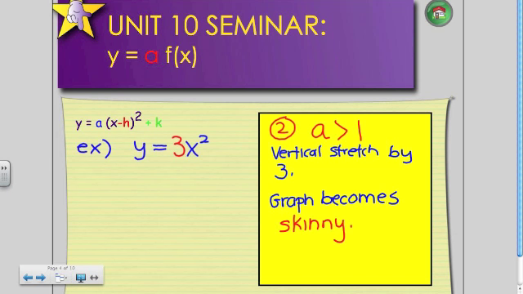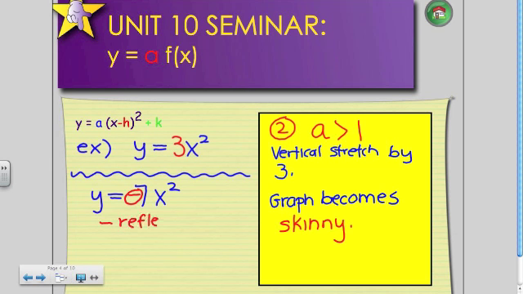Now, if I had a question, y is equal to 7x squared, but there is a negative in front of the 7, I want this to be very, very clear to you. The negative refers to one type of transformation, okay? Whenever you see the negative, you write reflection in the x-axis.